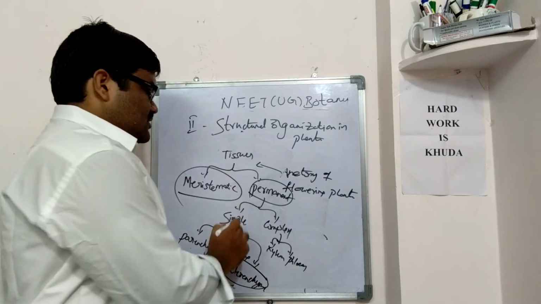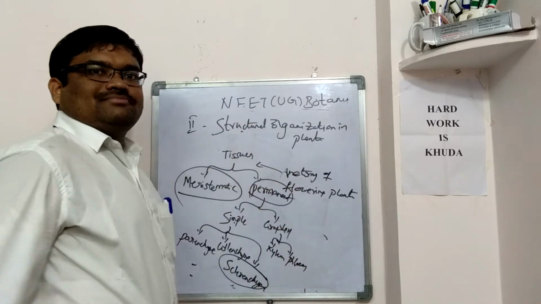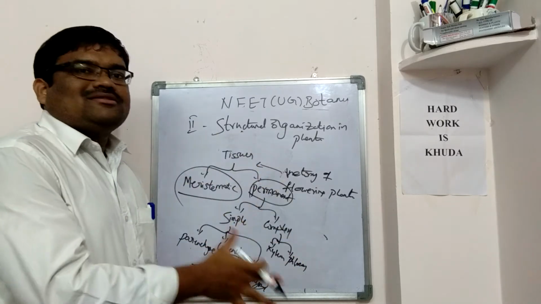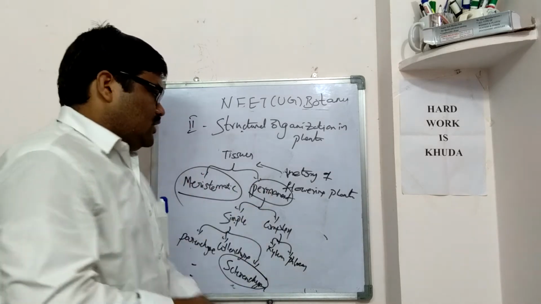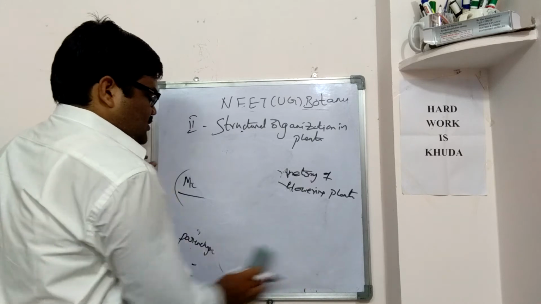For example, it's a simple permanent tissue. Phloem is a complex permanent tissue. Likewise, they might ask. Okay, it's about different tissues present in a plant. That means with respect to anatomy of a flowering plants. Okay. Then, apart from these tissues, we want to study about tissue systems.